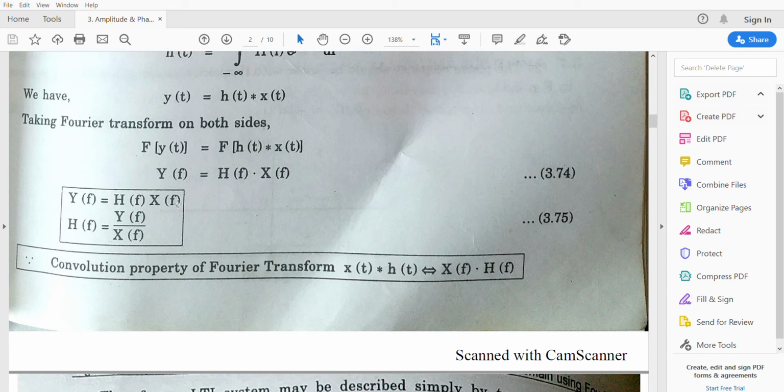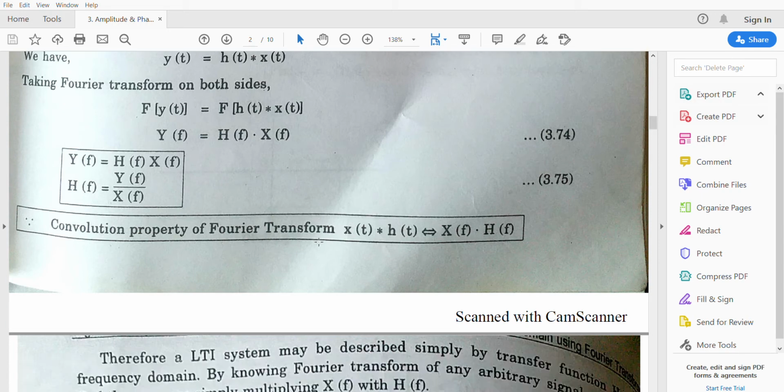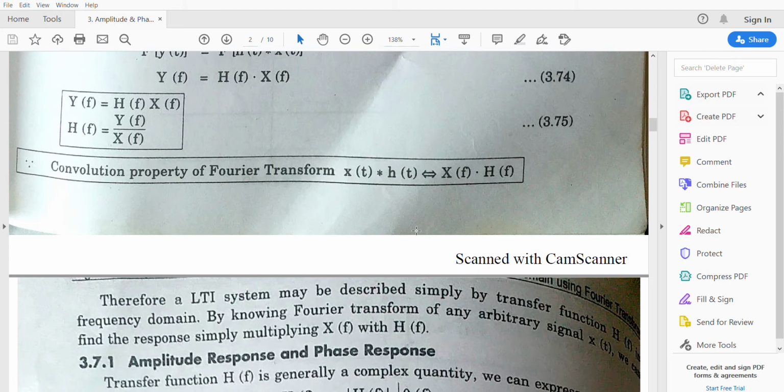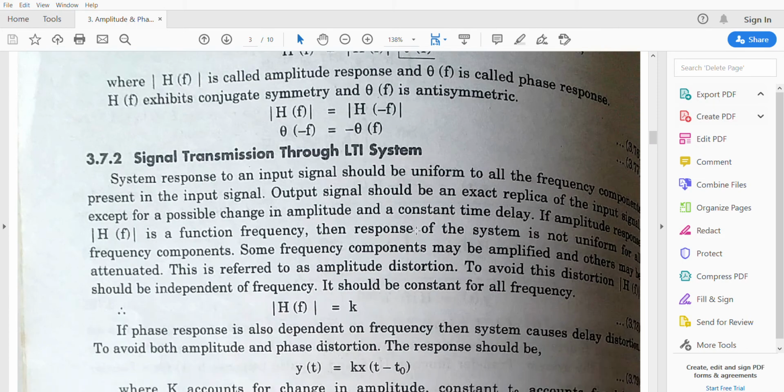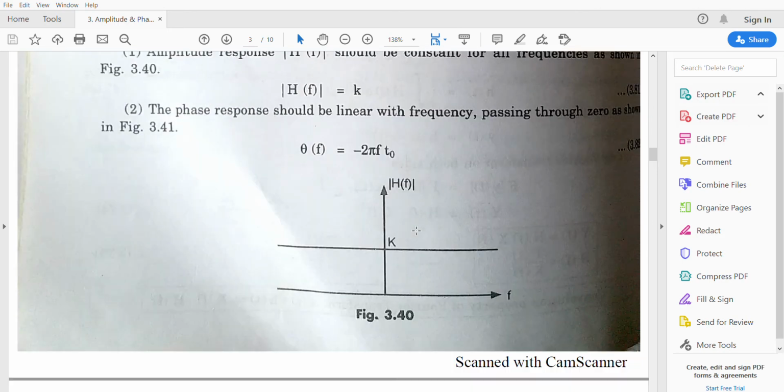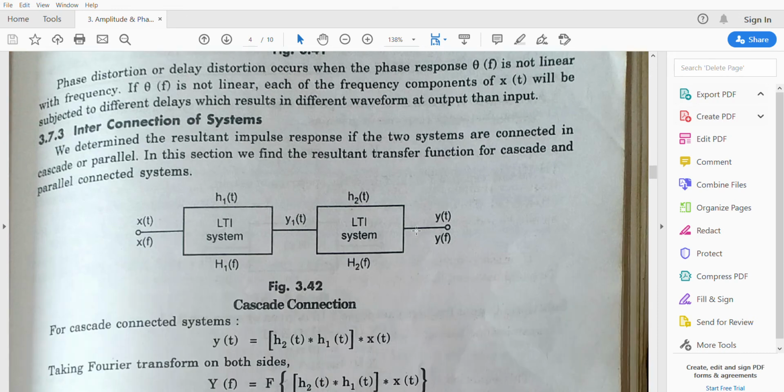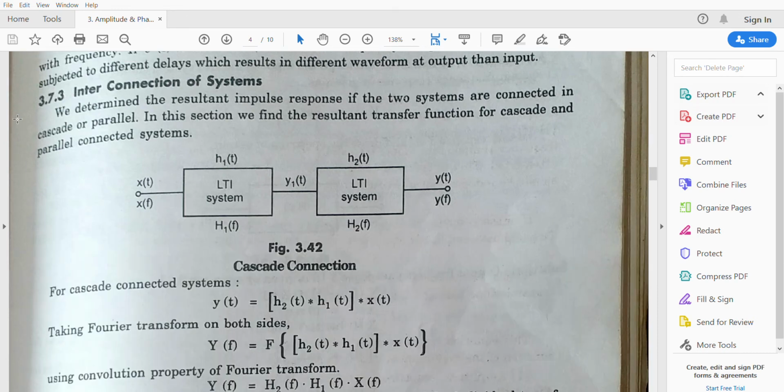With the help of this, we can also analyze the system response, that is H(f) is equal to Y(f) divided by X(f). The property we are using is very important: the convolution property of the Fourier transform. If we do convolution in the time domain, we can perform multiplication in the frequency domain. With the help of this, we'll see some numerics using system interconnection.